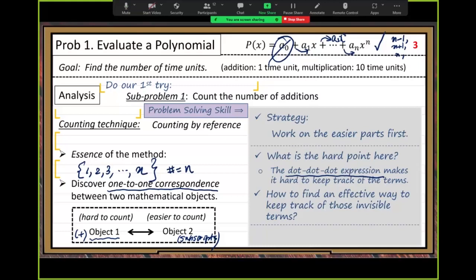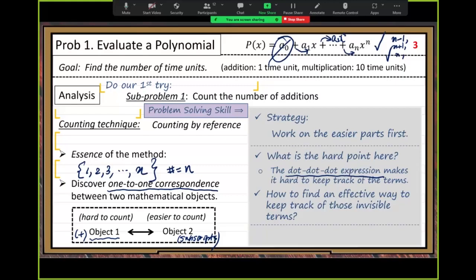So when you count the second object, object 2, you can find the number easily. That's n. So this guess n is correct. n minus 1 and n plus 1 are both wrong. n is correct. Then we go back to our object 1. When we count the plus signs, we can say it's also n, because of the one-to-one correspondence. It should be the same number.